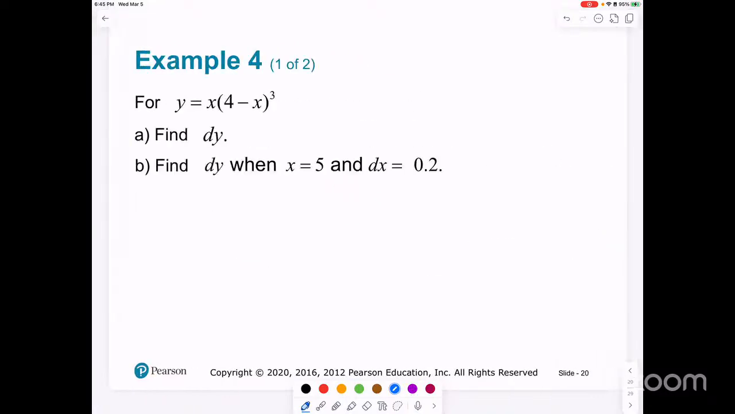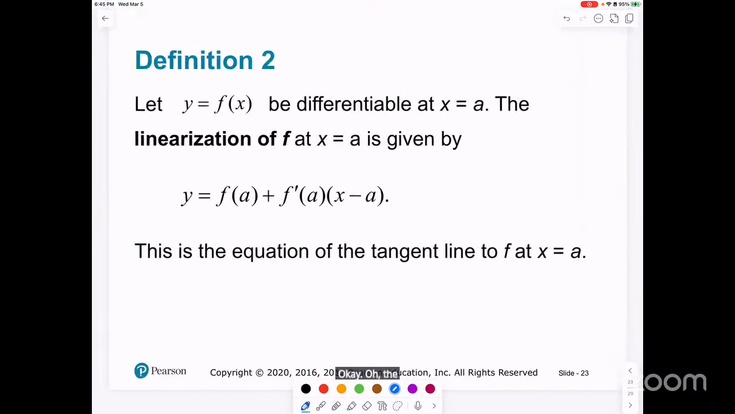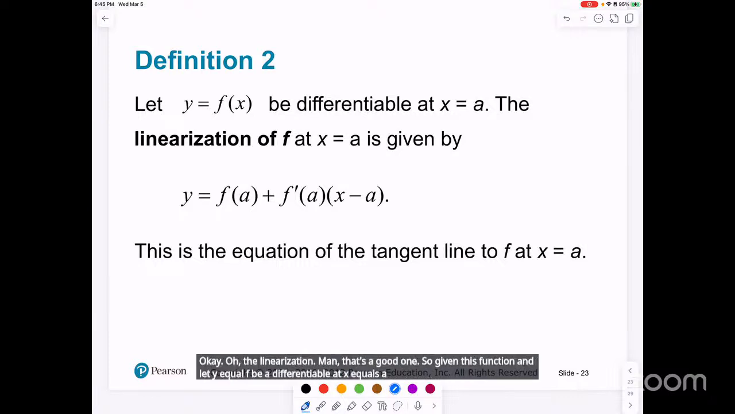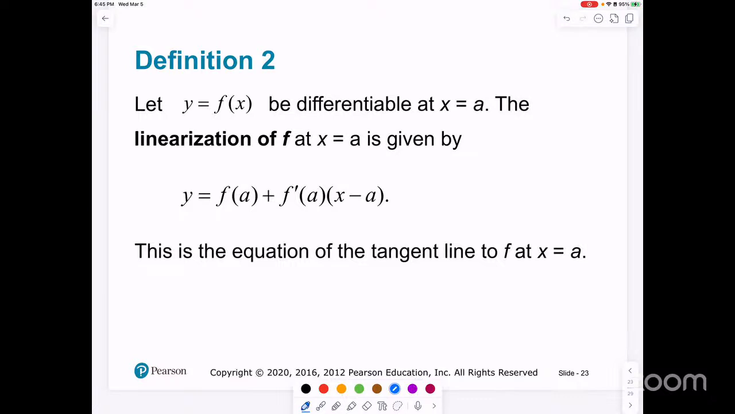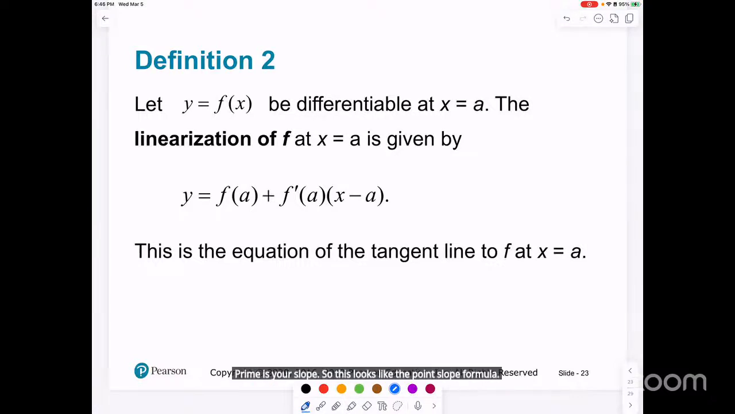Just trying to glance and see. These get a little bit involved, but again, those details are there. Oh, the linearization, that's a good one. Given a function f that is differentiable at x equals a, the linearization of f at x equals a is given by y equals f of a plus f prime, x minus a. Remember, f prime is your slope, so this looks like the point slope formula. It's an extension of the point slope formula. This equation is the equation of the tangent line of f at x equals a.